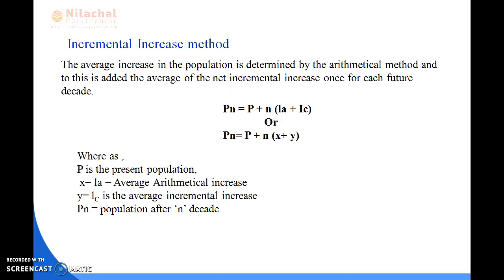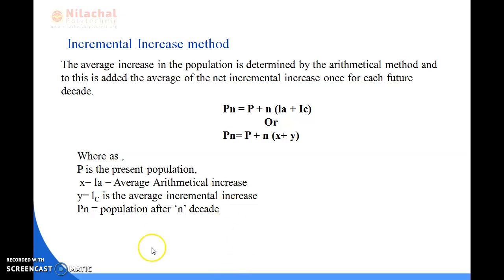Next we will be doing the incremental increasing method. In this method, the average increase in population is determined by the arithmetical method, and to this is added the average of the net incremental increase once for each future decade. So in this method the rate of growth is not constant, and the population may either decrease or increase. So we will do the problems in this method.